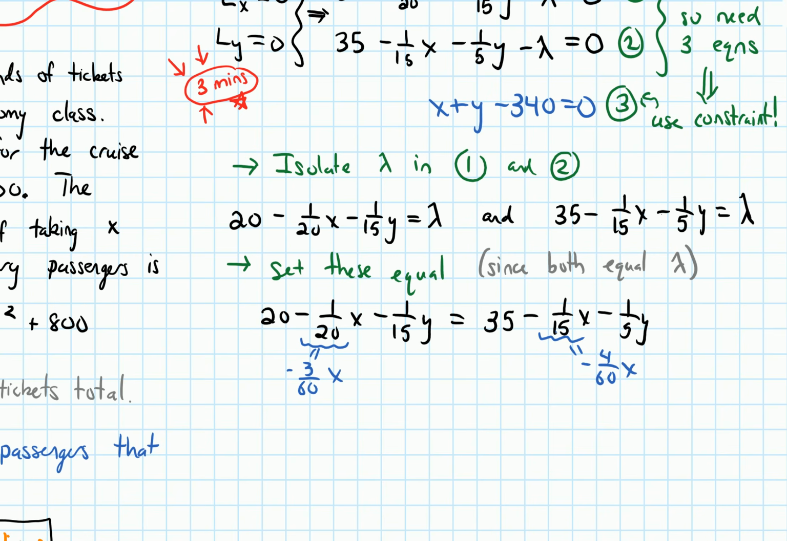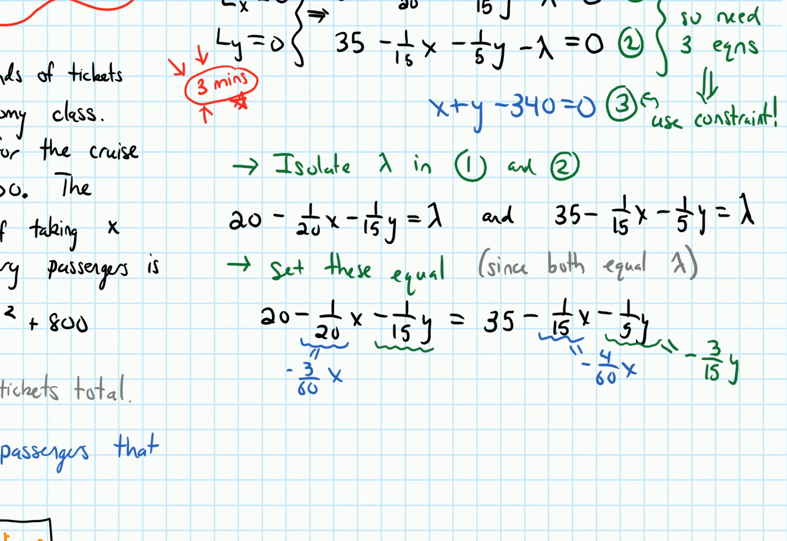So now if we look at the y terms, negative 1 over 15y and negative 1 over 5y, these ones are a little bit easier. The common denominator is going to be 15. So if I take the negative 1 over 5y term and I multiply the top and the bottom by 3, we get negative 3 over 15y.